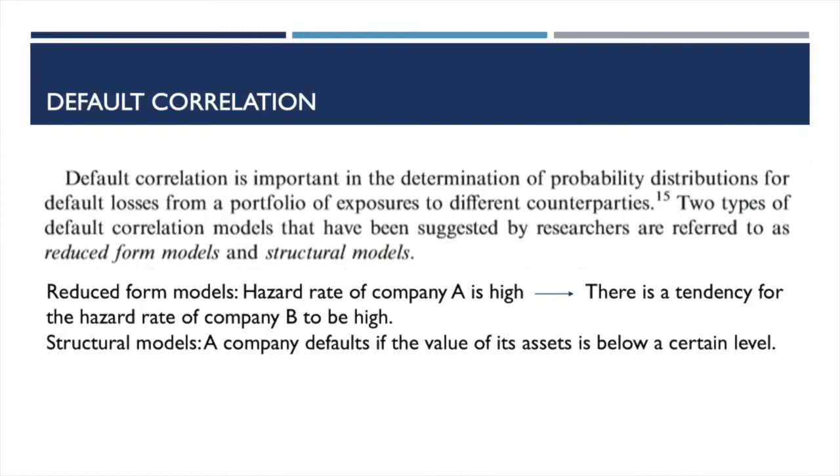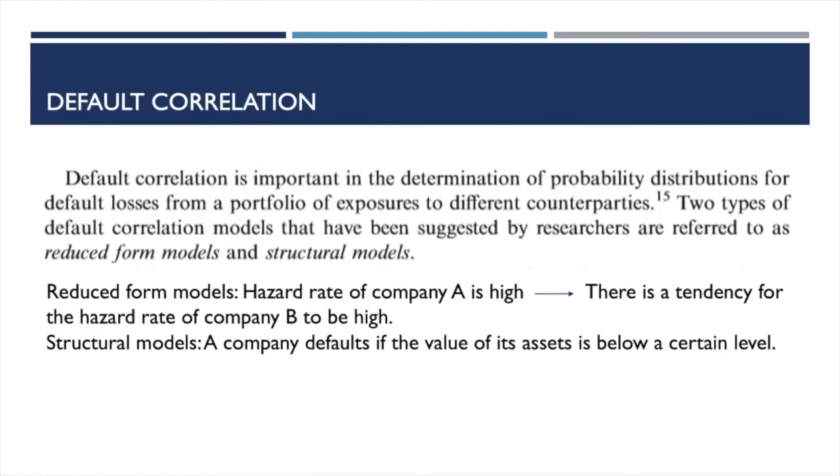There are two types of default correlation models that have been suggested by researchers. They are reduced form models and structural models. The first one assumes that the hazard rates for different companies follow a stochastic process and are correlated with macroeconomic variables. When the hazard rate for company A is high, there is a tendency for the hazard rate for company B to be high. This induces a default correlation between the two companies. Also, reduced form models are mathematically attractive and reflect the tendency for economic cycles to generate default correlations. Their main disadvantage is that the range of default correlation that can be achieved is limited.